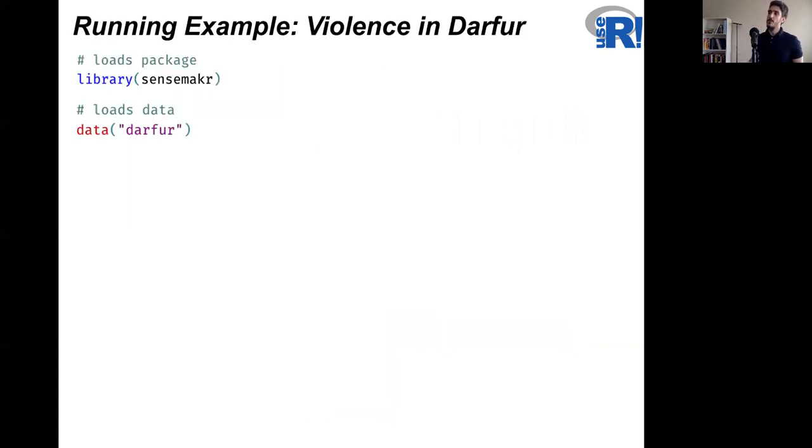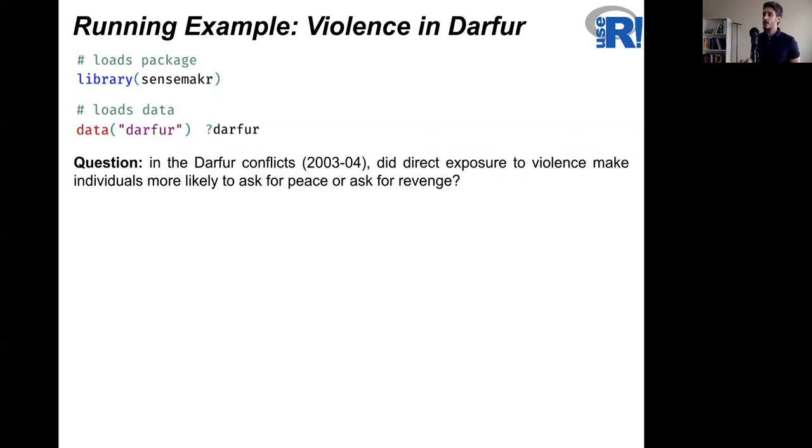So now let's see another example, and this time the example comes from political science. The R package sensemakr comes with this real data set from a survey with Darfurian refugees in eastern Chad. So first we need to load the package with library sensemakr as usual, and then call the command data darfur to load our data. Details of the data set can be found in the help documentation. Our research question here is to understand how exposure to violence changed individual attitudes towards peace during the Darfur conflict of 2003-2004. Specifically, did direct exposure to violence make individuals angry and thus more likely to ask for revenge, or did it make them wary and more likely to ask for peace?